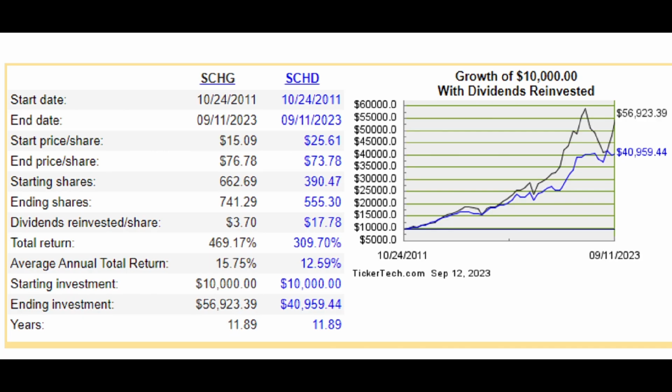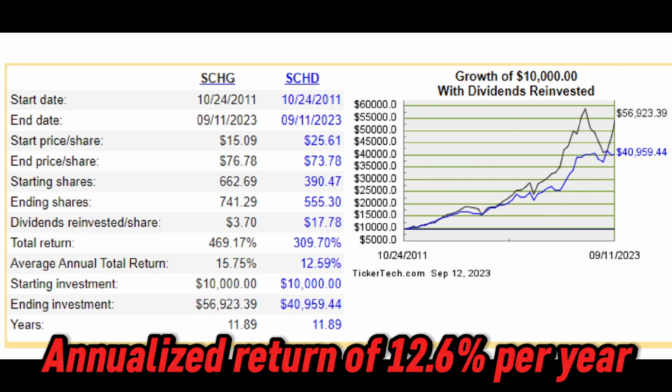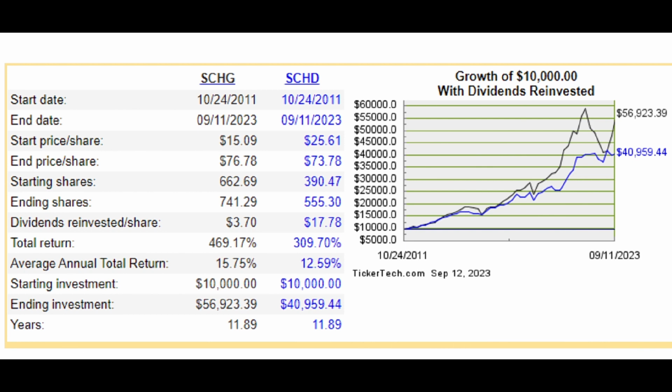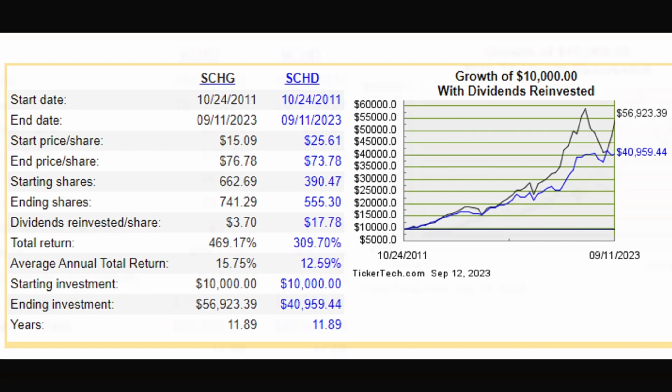To put SCHG's performance in perspective, let's compare how it stands against its sibling, SCHD. Since SCHD's inception in 2011, this dividend growth ETF delivered 309% total return in 12 years. That's an annualized return of 12.6% per year. While SCHD's return is quite impressive, it still falls short of SCHG's annual return of 15.75% for the same period.